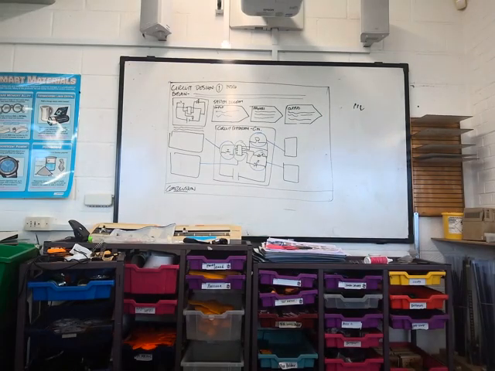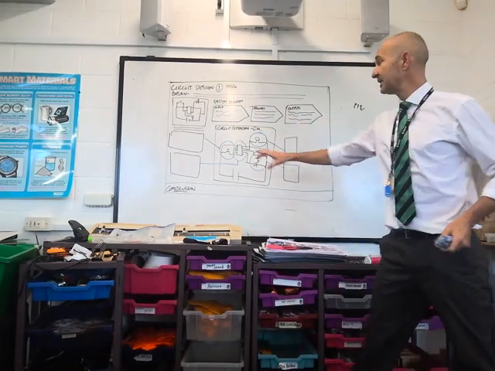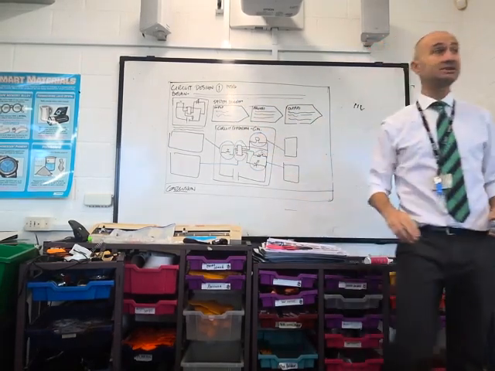Now, if your circuit is very similar to your previous circuit, for example 2, 3 or 4, then you just have to highlight the areas that you've changed.